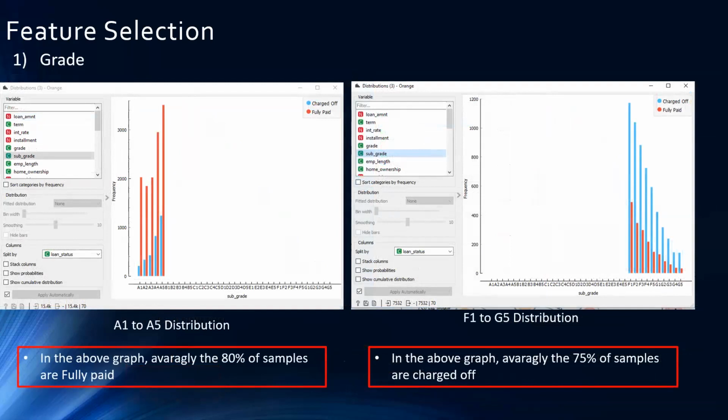In the grade subgrade distribution, we focused on the A1 to A5 distribution, as we saw that 80% of samples are fully paid over charged off, which took our attention. Actually, we could give more attention to this feature. We thought like that. Also, we see the same scenario in the F1 to G5 distribution, which is a bad loan grade for the customer. So there is a high level of charged off customers in that field. We really observe good analysis, another good analysis. So you can understand that from these distributions, right? Scatter diagrams. Yes, sir.